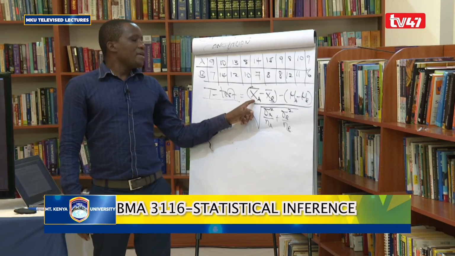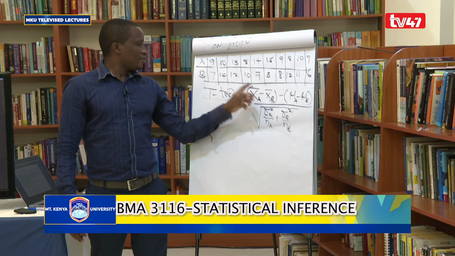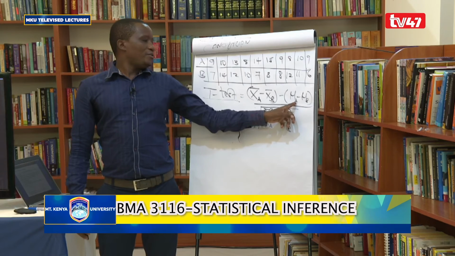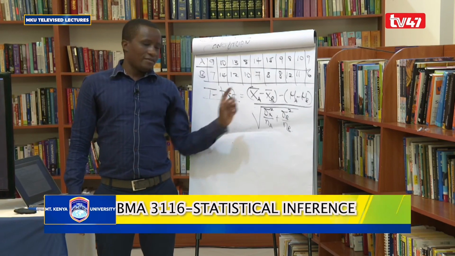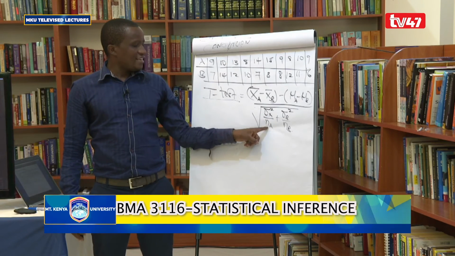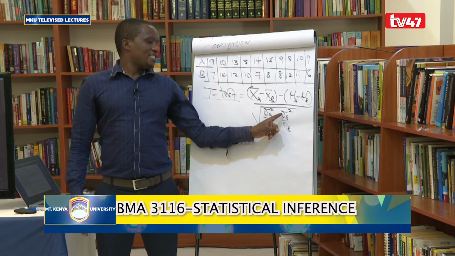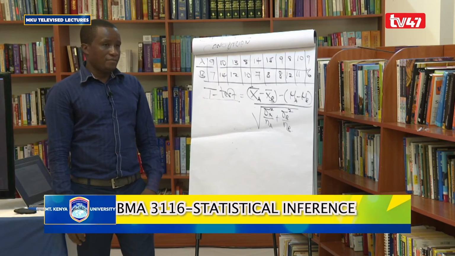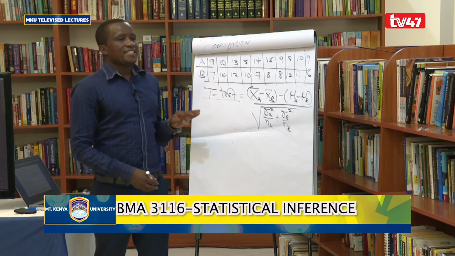This is the mean of this set. This is the mean of this set. These are the means that we want to check whether they are equal, the mean mu of A and the mean mu of B. Then this is the variance of A divided by the number of observations in A. This is the variance of B divided by the number of observations in B. Now, this is the test statistic.